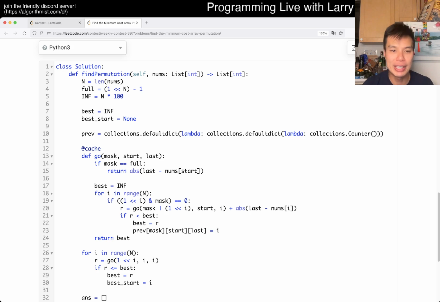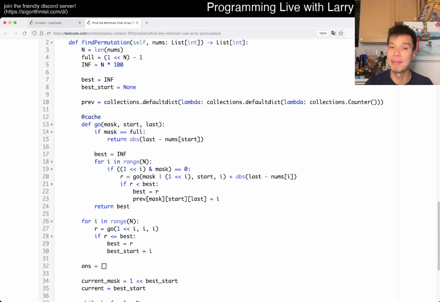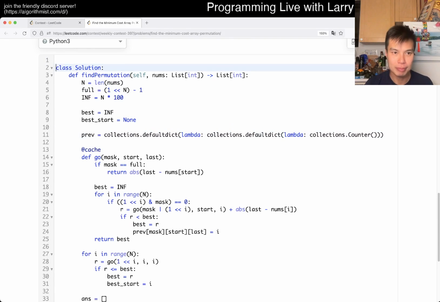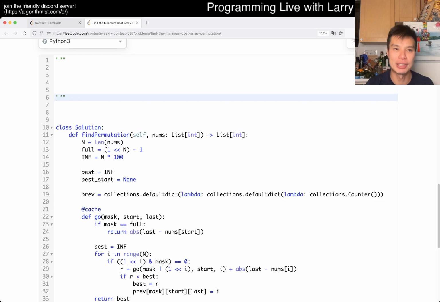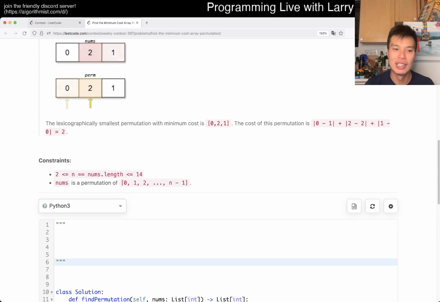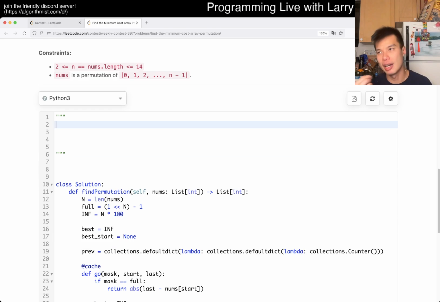Basically the idea here is that we want to brute force bit mask dynamic programming. And very quickly, the reason is because of this constraint, which is 14. That means that we can represent whether a number is used with 2 to the 14 possibilities, for each number or each index, or permutation if you want to call it that, is used or not. So that gives a hint here.